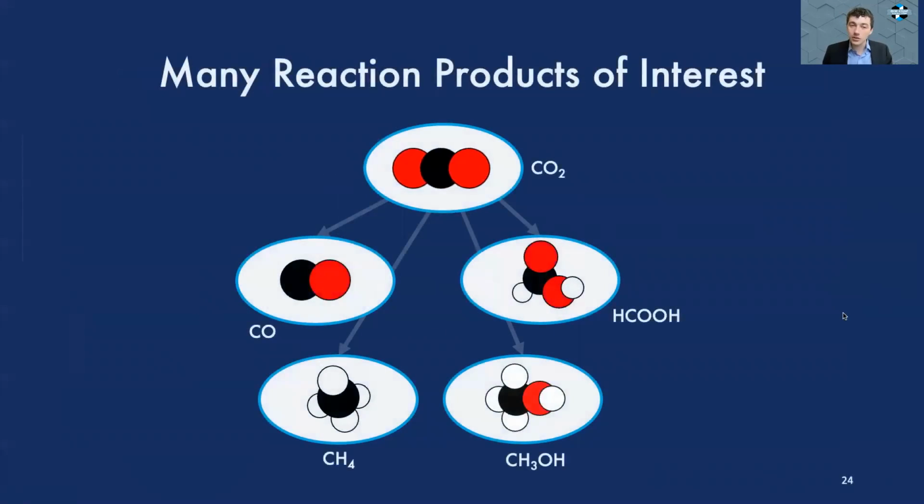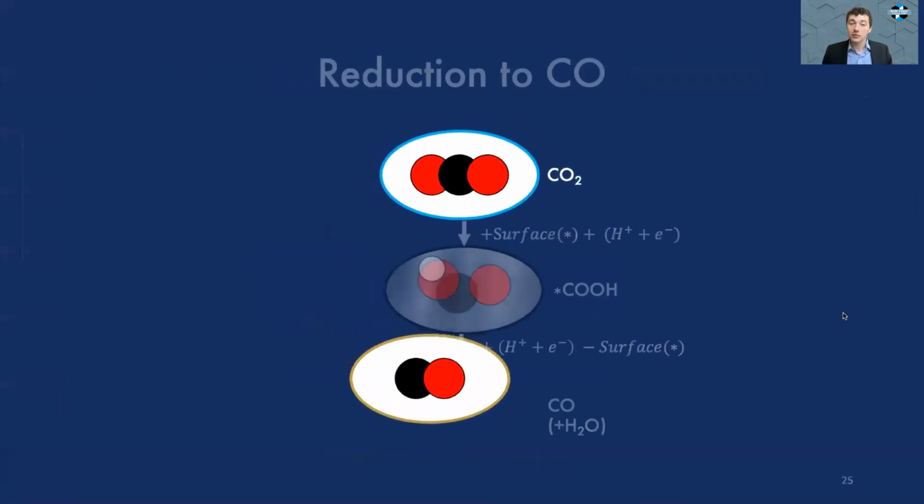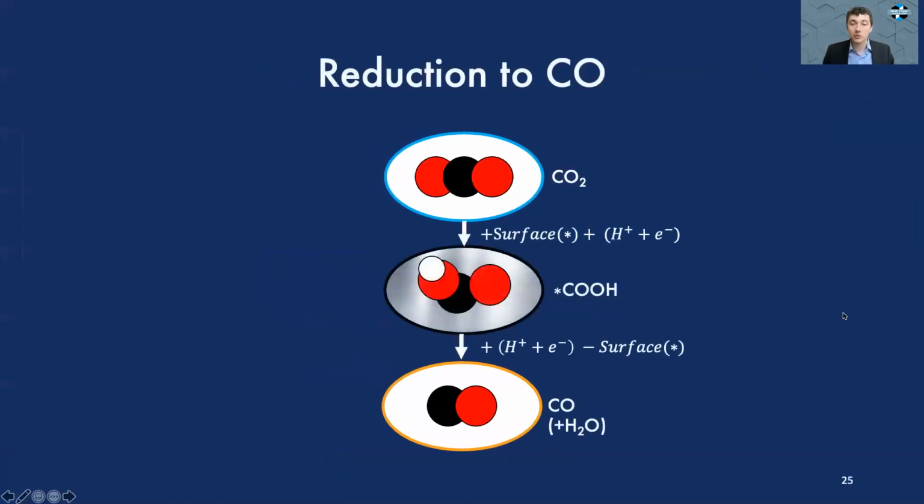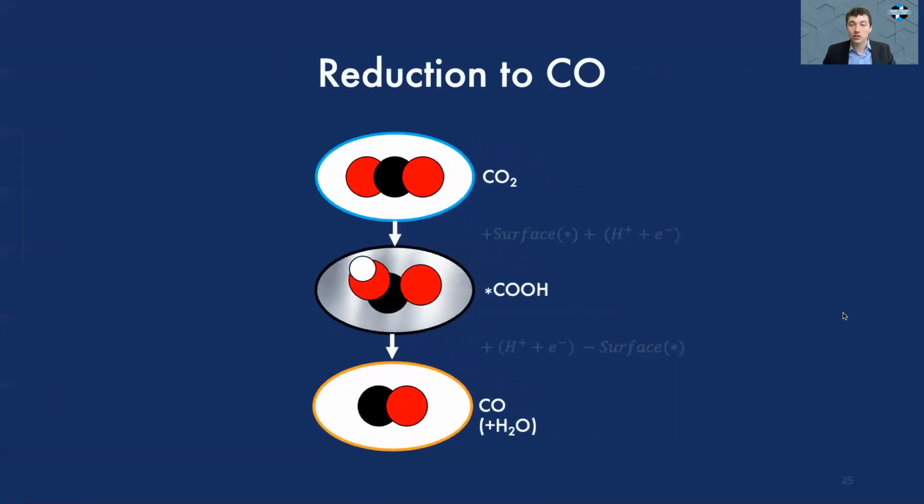And so CO2 can be turned into a lot of different useful compounds, some of which are good precursors to other reactions, like carbon monoxide or formic acid, or some of which are intrinsically valuable, like methane or methanol for energy purposes. The reaction pathway that we'll focus on today is one that runs from CO2 to carbon monoxide via the addition of a proton and an electron twice.